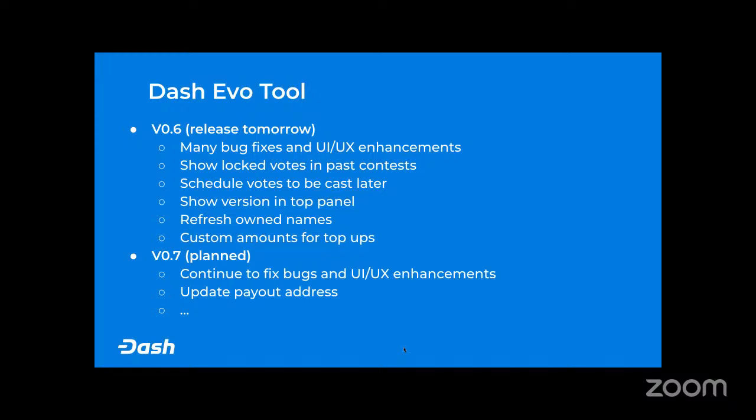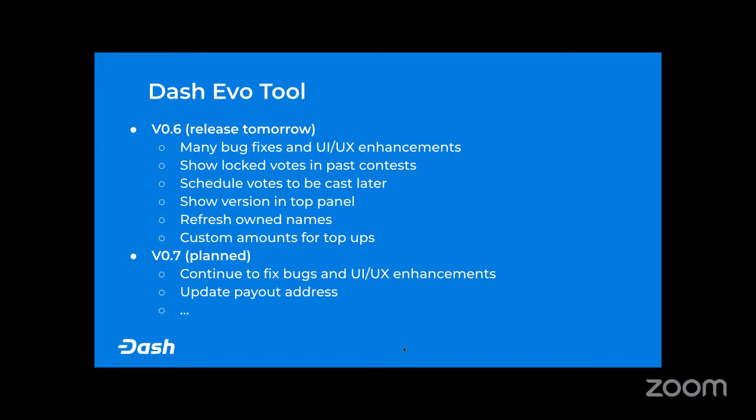What else? Show version in the top panel. That was requested by a few people. Refresh owned names. Some people pointed out a bug that they would win a contested name and it wouldn't show up in their own names. There was a bug there, so that will be fixed. And for top ups, you can do a custom amount instead of just 0.5 dash now.